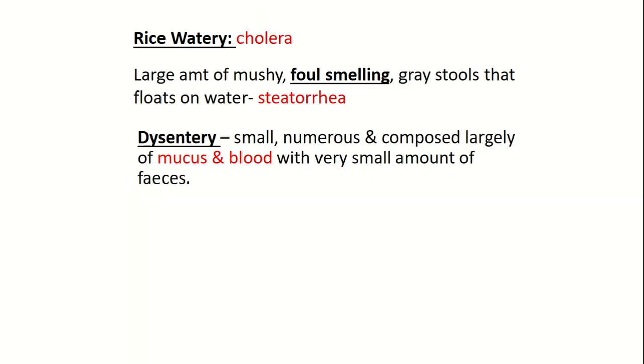Next, rice watery, it is again cholera. Steatorrhea, that is the important terminology, foul smelling stool. Sorry, steatorrhea, that is fat in the stool, and dysentery, that is mucus and blood in the stool.